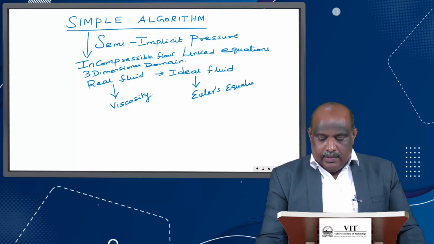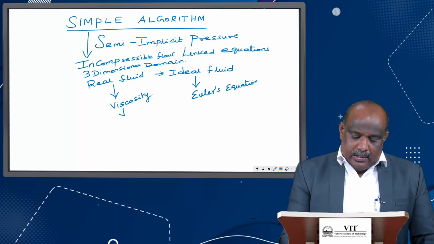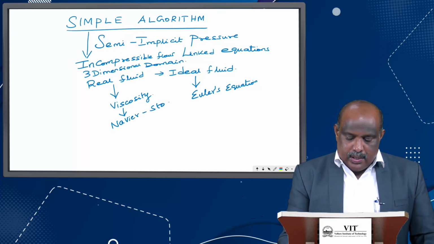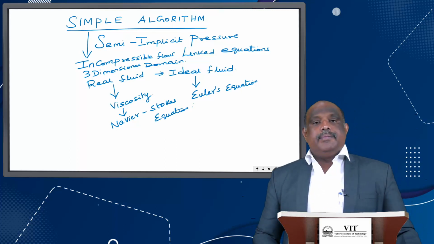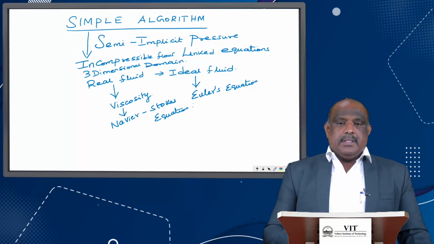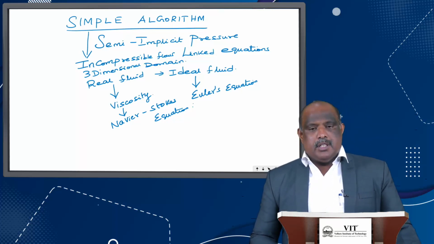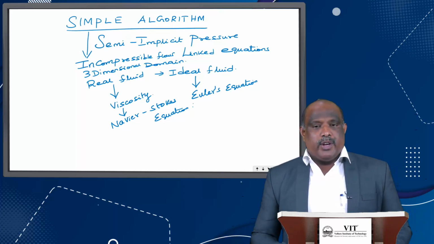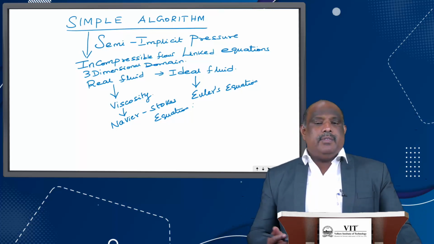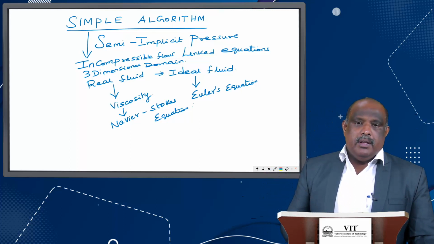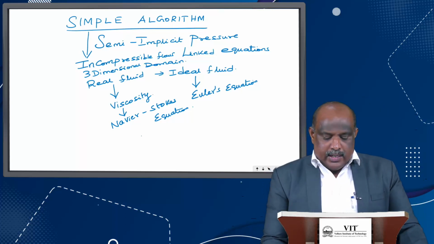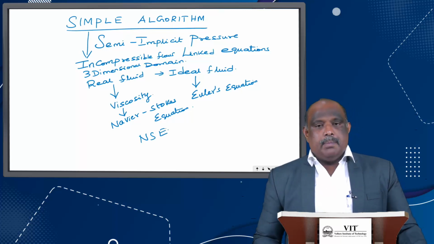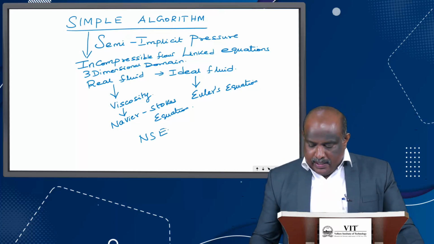If it is going to be a real fluid, then we call the corresponding momentum equations the Navier-Stokes equation. Navier was a French military engineer, and Stokes was an English mathematician. Both developed this momentum equation separately at two different locations in the mid 1850s, and hence, in order to recognize both of them, we have given the name Navier-Stokes equation, generally called NSE. This is applicable for the real fluid. Okay, now let us move further.